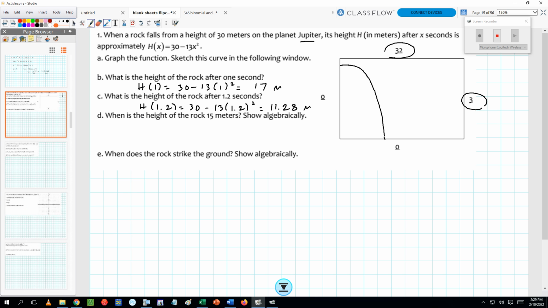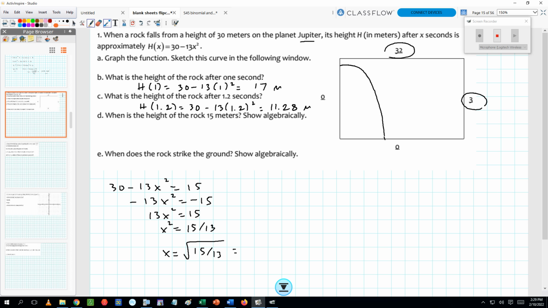When is the height of the rock 15 meters? Okay, now we have a nice little algebra equation. So 30 minus 13x squared is equal to 15. I'm going to subtract the 30 over. Sign change really quickly. Divide out the 13. And then do a square root. Forget the negative because we're looking for a time. The negative would make no sense.